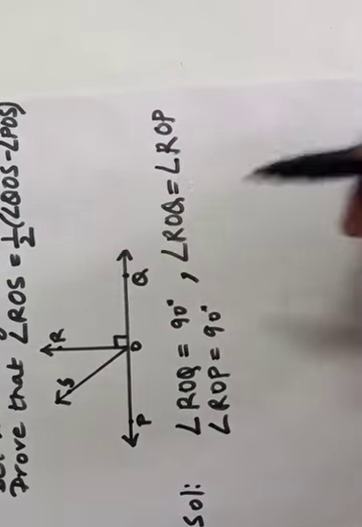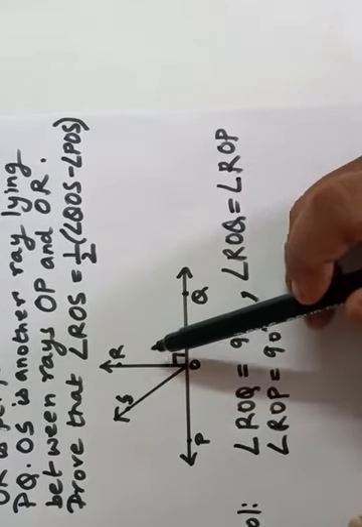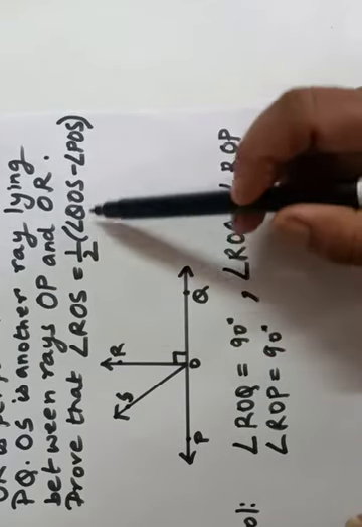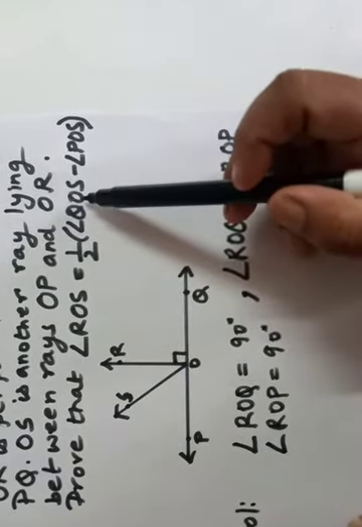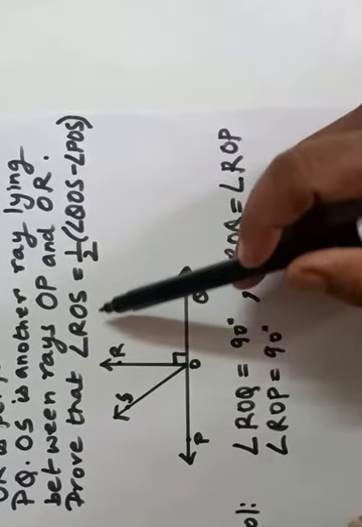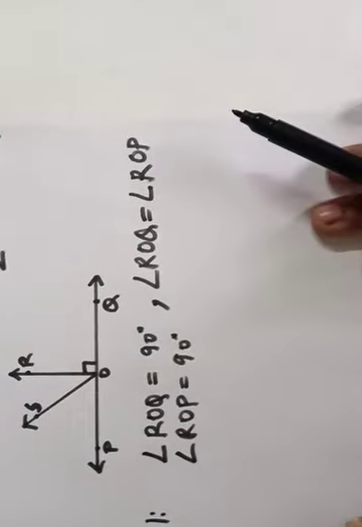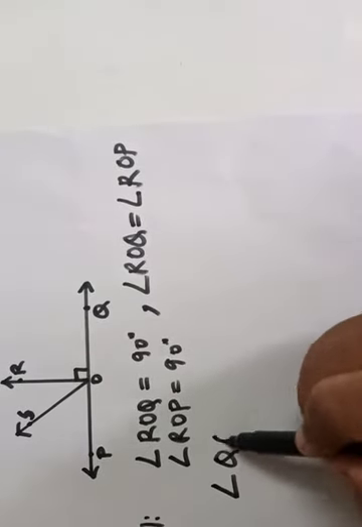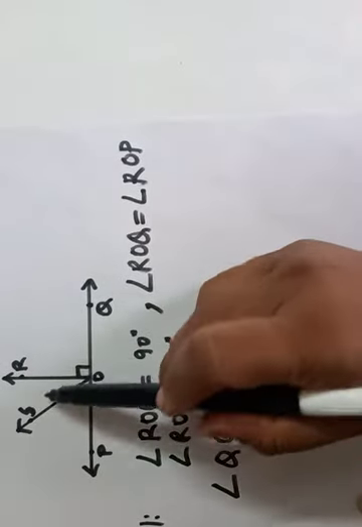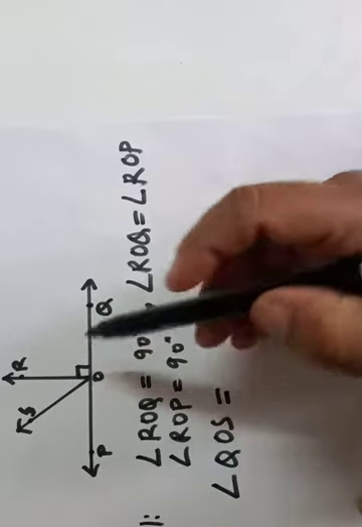Now we have to see what we need to prove. We need angle ROS. When we want to prove any angles like this, we have to first of all see which angles we need in proving. So we need angle QOS, angle POS and angle ROS. So let's start with the angle QOS, that is the bigger angle here. Angle QOS is the addition of the two angles. These two angles ROS and angle ROQ are adjacent angles.